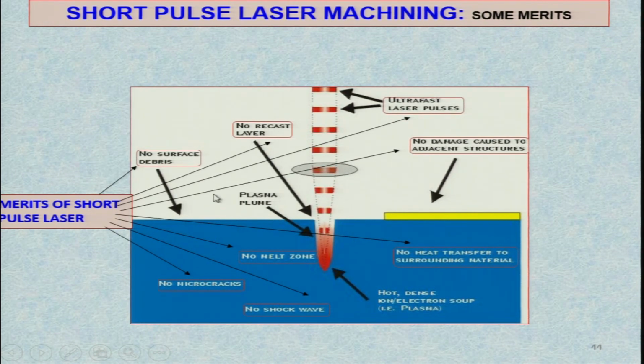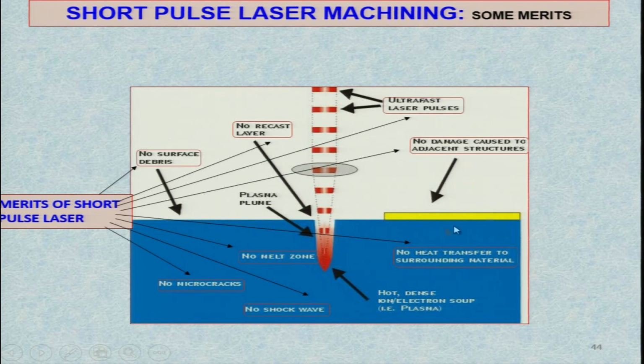And when it has machined this particular cavity, now you do not find debris over here, which you saw in case of long pulse laser beam micro machining. There is no plasma plume here, there is no heat affected zone, no shock wave, no micro cracks, no heat transfer to the surrounding material, because most of the heat generated over here is utilized in melting and vaporization of the workpiece material, and transfer of heat is minimal possible, and there is no damage caused to the adjacent structure.